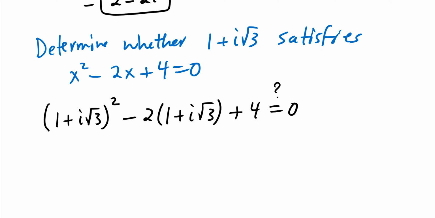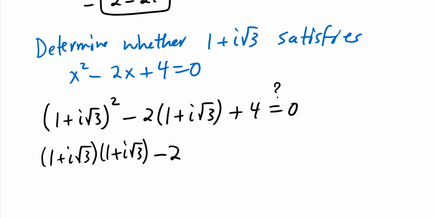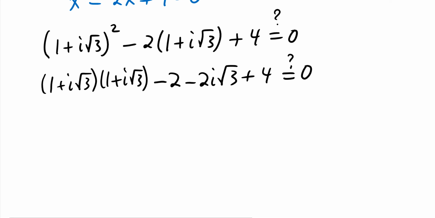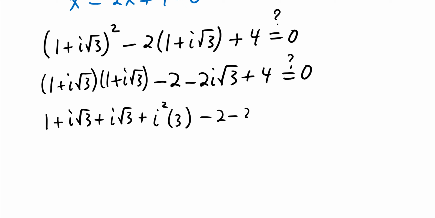Well, if you forgot the formula for a plus bi, you can rewrite this twice as I'm doing now, because that's what most students do. But here you can distribute the negative 2. So negative 2 minus 2i root 3 plus 4. And then we're going to see if this is going to be 0 or not. Here, multiply it out: 1 plus i root 3 plus i root 3 plus i squared times 3. Minus 2 minus 2i root 3 plus 4 stays the same. Is that going to give us 0 or not?